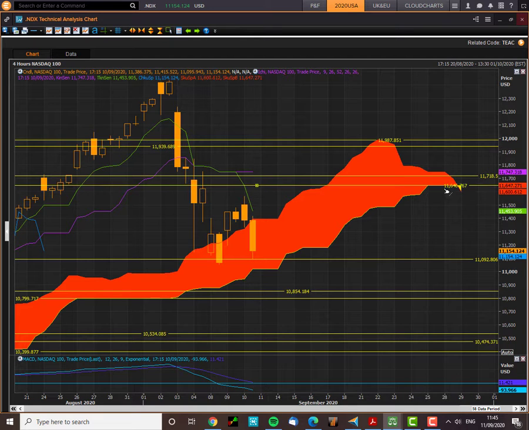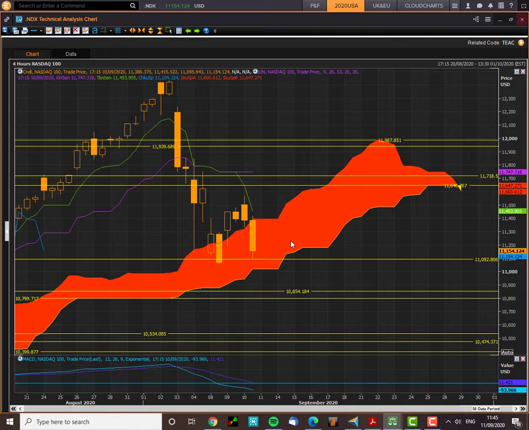The front end cloud span B resistance zone, 11,646, is then another level to watch out for on a 4-hour chart. So from a swing trade perspective, we're buying this support test here at the bottom end of the cloud, and we're looking at taking profits off the table when it hits resistance levels 11,646, 11,718, and 11,987. So that's the upside potential.